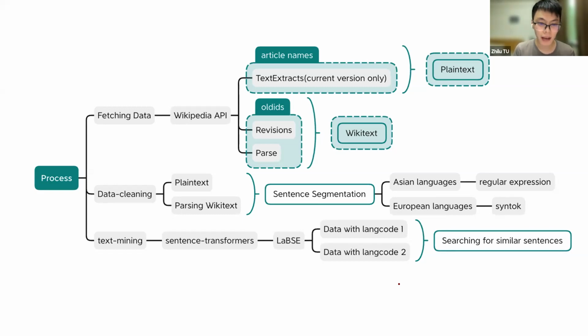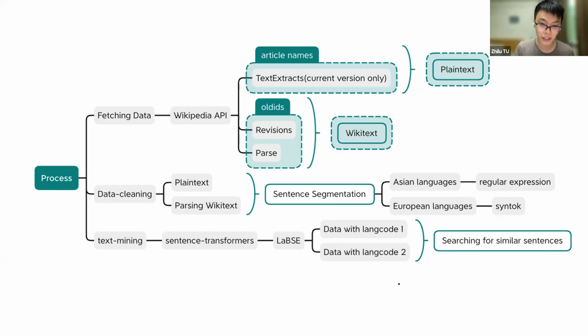For Asian languages, I'm currently using regular expressions to split the sentences. For European languages, SyncTalk has proven its effectiveness when dealing with different punctuation systems, and that's part of the data cleaning. When we have the clean file ready for text mining, which means we have the plain text split by sentences, we can directly go to the text mining part, which is based on NLP techniques. Here we use a Python framework called sentence transformers. To be honest, I'm not a professional AI programmer.